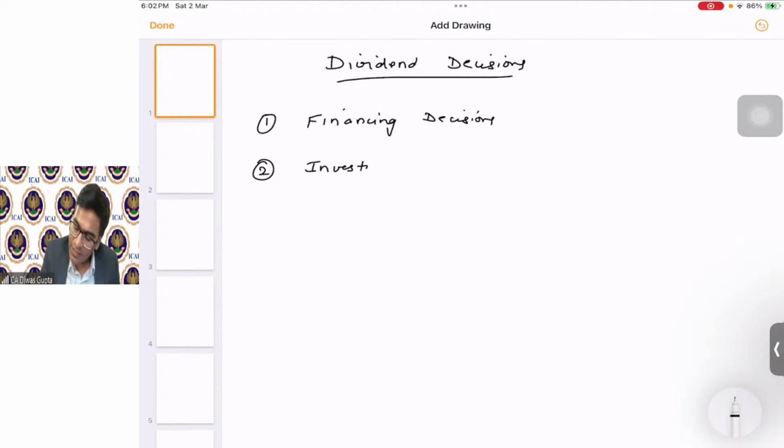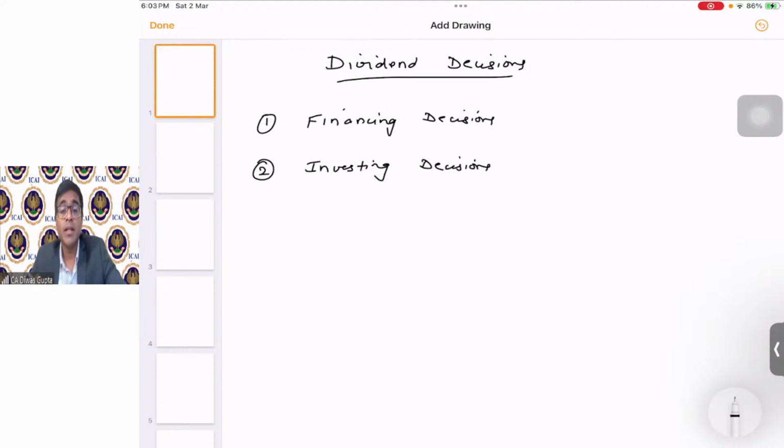The second type of decisions are investing decisions. So students, now we have decided from which source we have to fund the requirement, we also need to understand where to invest. Now in investing decisions, you would be studying, or I think you would have already studied, capital budgeting.